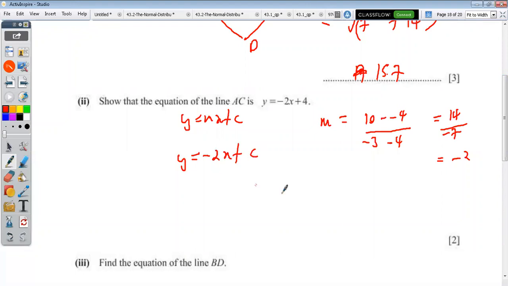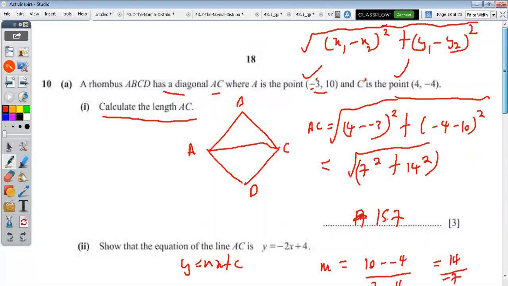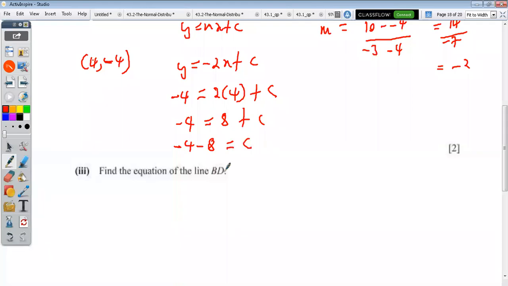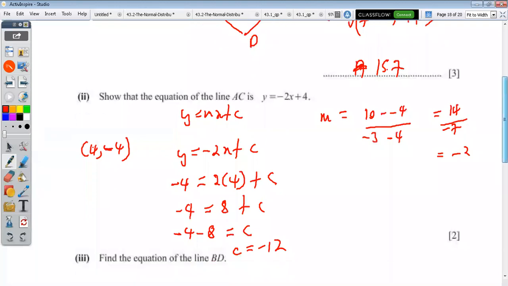Then you can use the method maybe that you have been taught at school so that I don't confuse you. You can use any of the points. So if I use 4, negative 4, I'm saying when y is negative 4, x is 4. So I'm saying negative 4 equals 2 brackets 4 plus c. So negative 4 is equal to 8 plus c. Take this the other side: minus 4 minus 8 is equal to c. So c is equal to minus 12. That clear?